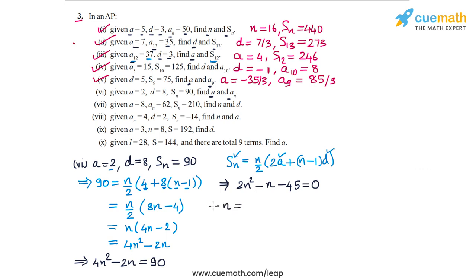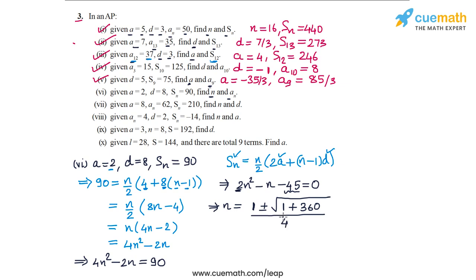So n is equal to, I'm applying the quadratic formula now. So n is equal to minus b. So b is minus 1. So minus b is 1 plus minus root of b square. So that's 1 minus 4ac. Now a is 2 and c is minus 45. So we get 4 into 2, 8 into minus 45. That's minus 360. And we have a minus sign which will make this plus. So 1 plus 360 by 2a. So 2 into 2 is 4.